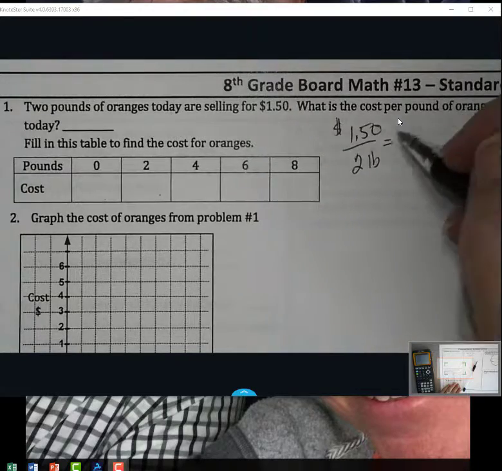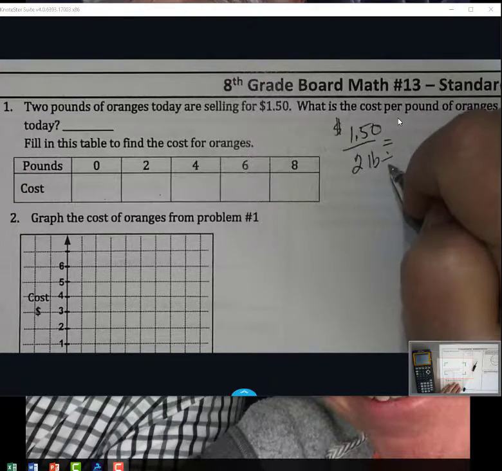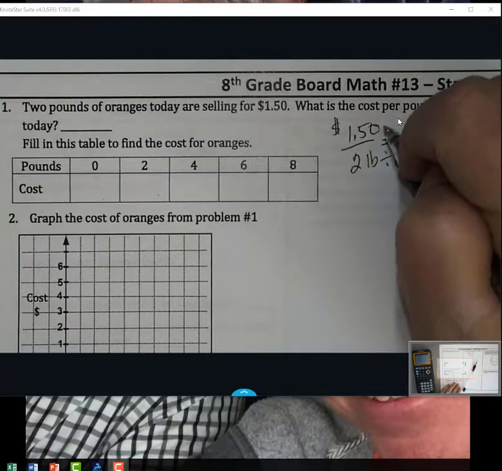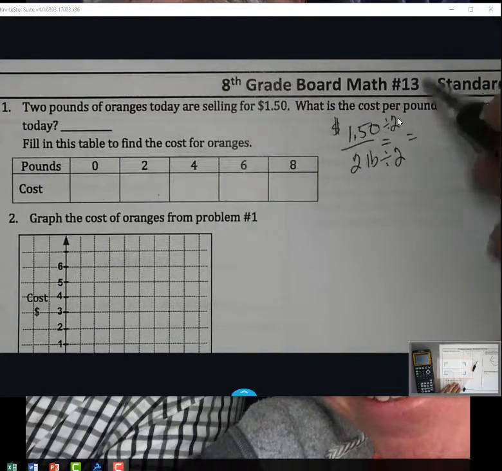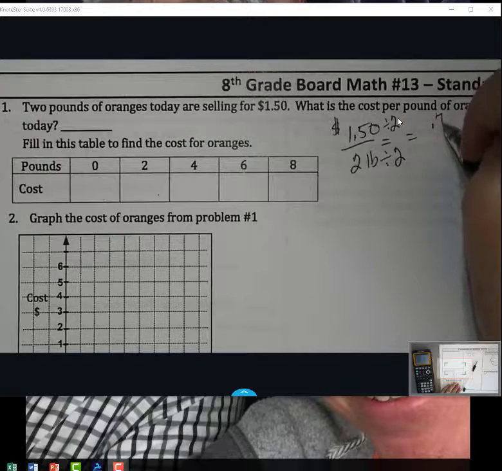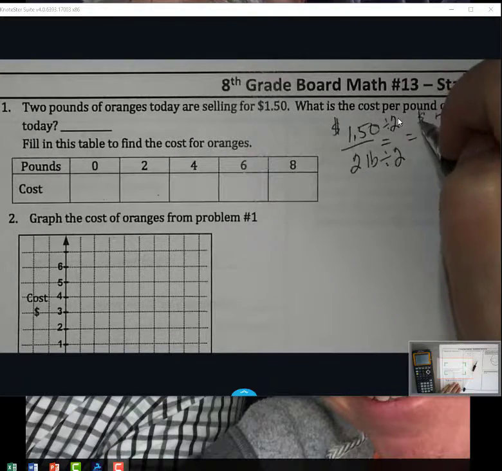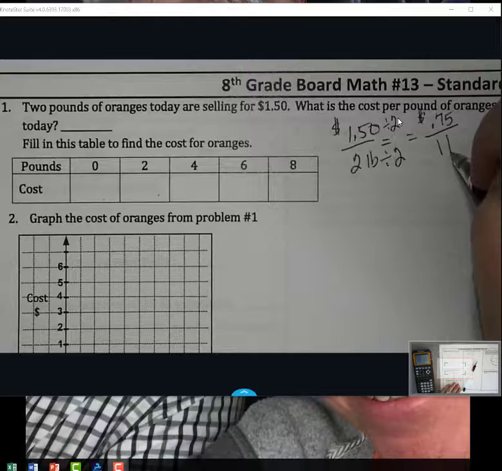They want us to figure out what it is for 1 pound. So I'm going to divide that by 2. So I have to divide the numerator by 2. $1.50 divided by 2 is 75 cents per 1 pound.